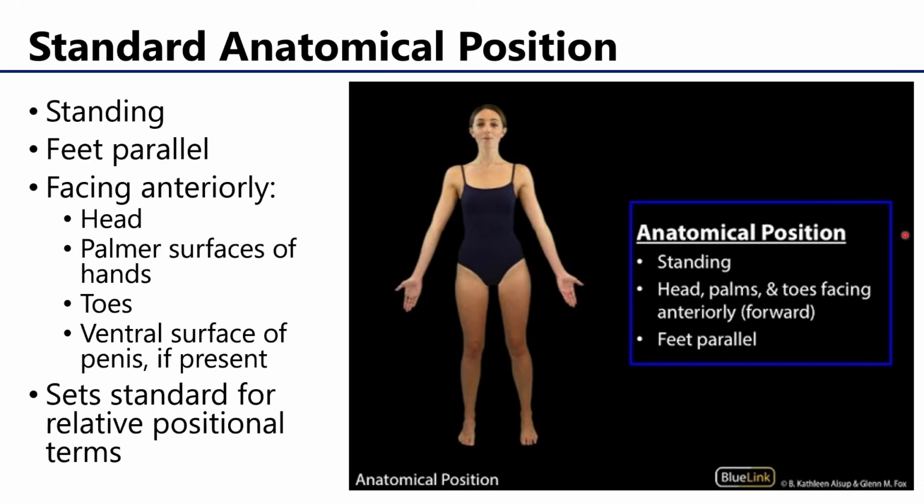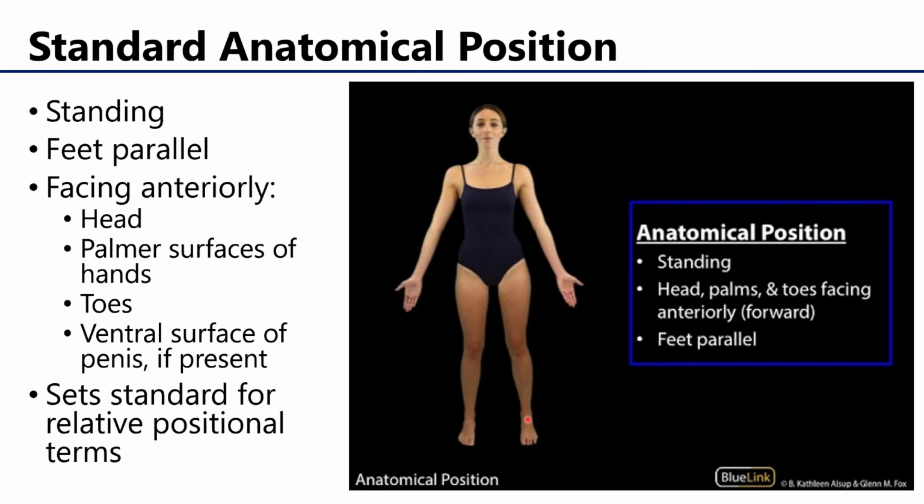Let's take a look at standard anatomical position using this same young woman. In standard anatomical position, the person is standing with their feet flat and parallel upon the surface that they're standing. They're facing anteriorly, and their heads and the palmar surfaces of their hands are facing forward. That would put their thumbs laterally. And their toes are also facing forward.